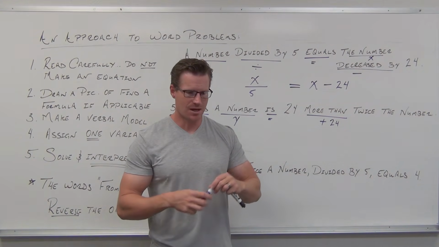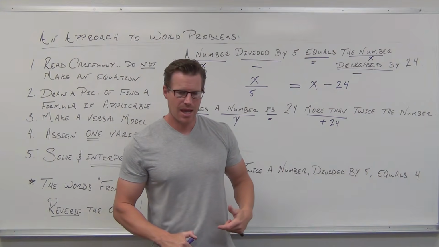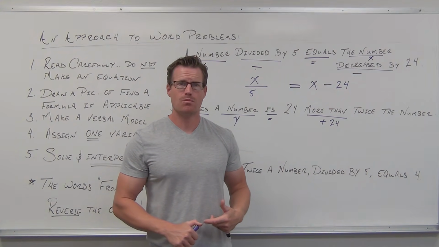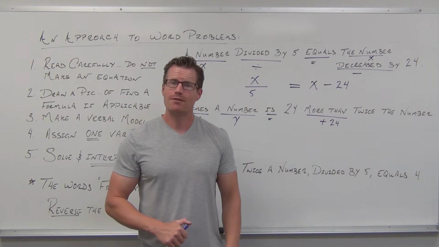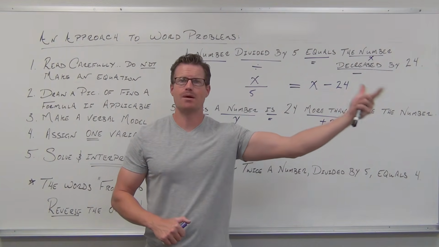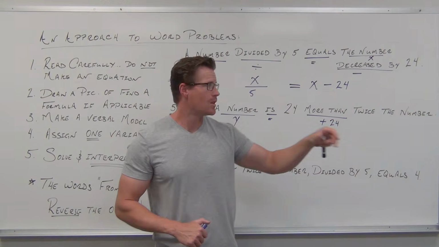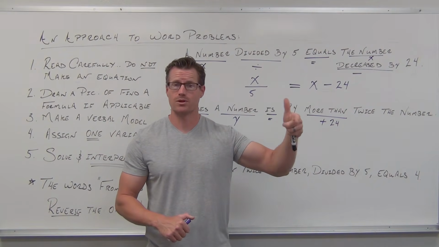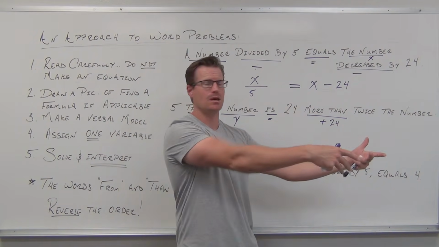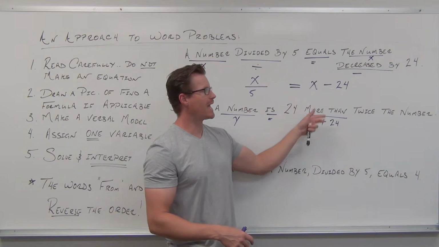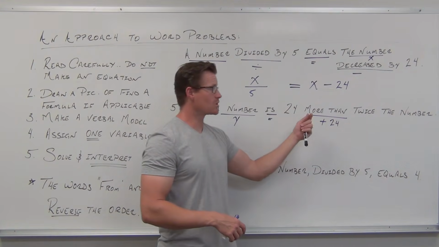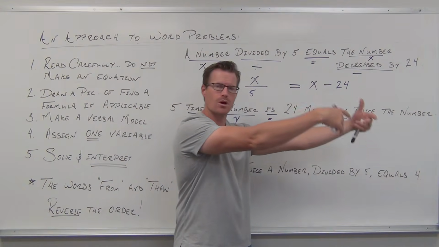So for instance, if I say, I have $5 more than you, you have to take your money first and then add my $5 to it, don't you? You got to know what I'm referring to. The words "from" or "than" are reference words that refer to the next thing. So 24 more than whatever comes next says you're going to add 24 after whatever comes next.